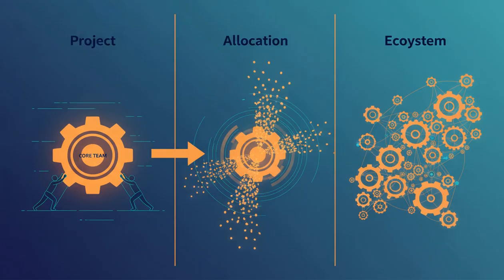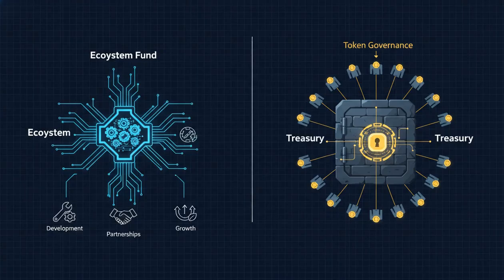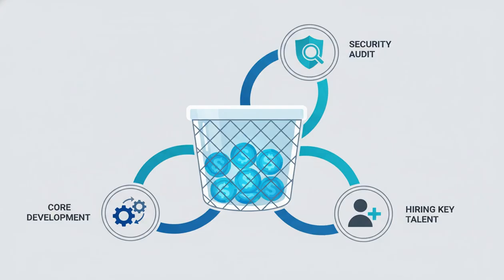It's the single most important allocation that helps you transition from being just a project run by a core team into a true, self-sustaining ecosystem that can thrive on its own for years to come. So, if the ecosystem fund is the engine, I like to think of the Treasury as the project's permanent war chest. It's the long-term endowment that, eventually, should be controlled by your token governance. You might find it's the most important safety net you have.